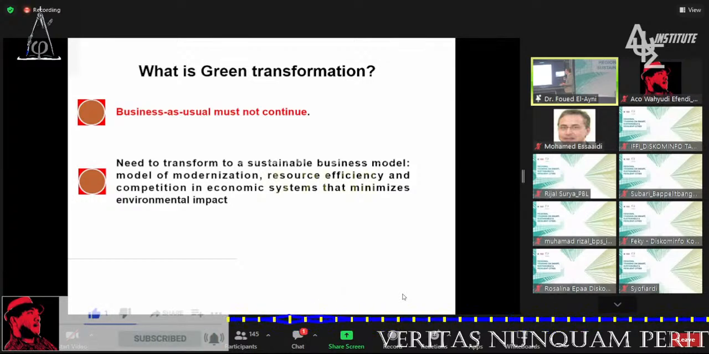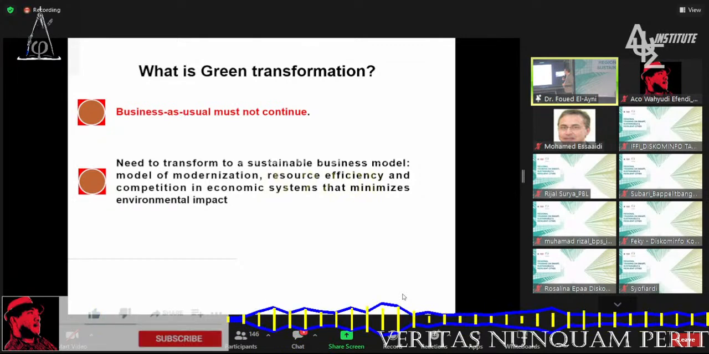So we cannot continue with business as usual. I will show you what is business as usual, which we are using now and today in our city and in our lives. We need to transform to a sustainable business model of modernization, resource efficiency, and competition in an economic system that minimizes environmental impact.